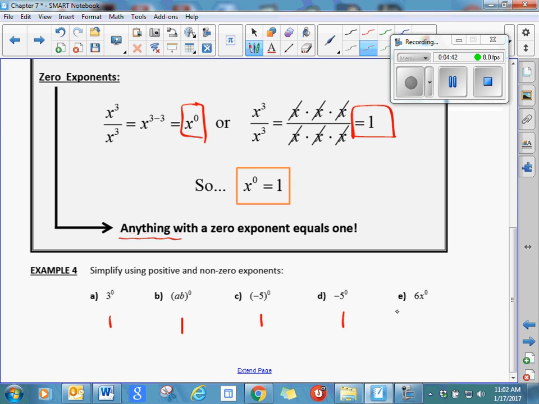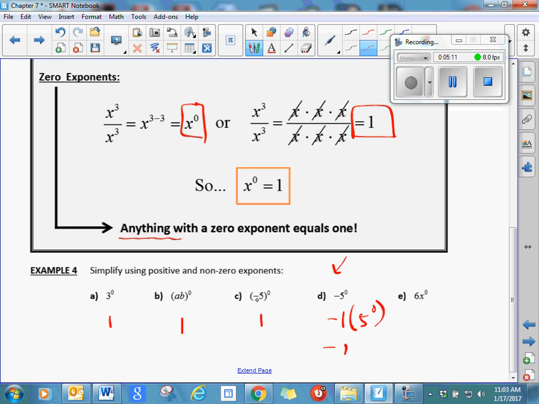How about this one? This is interesting. I'm actually also wondering about this one. I have a feeling this answer might be -1. I think it is, because this 5 is the only thing that's raised to the 0 power. So this actually becomes -1. See the difference between C and D?